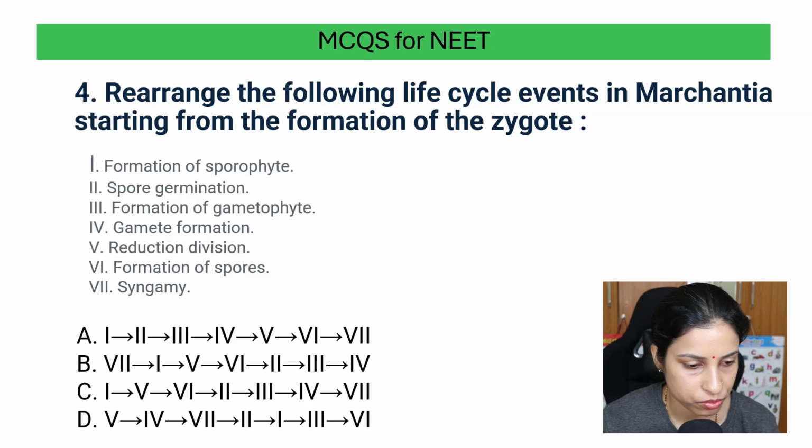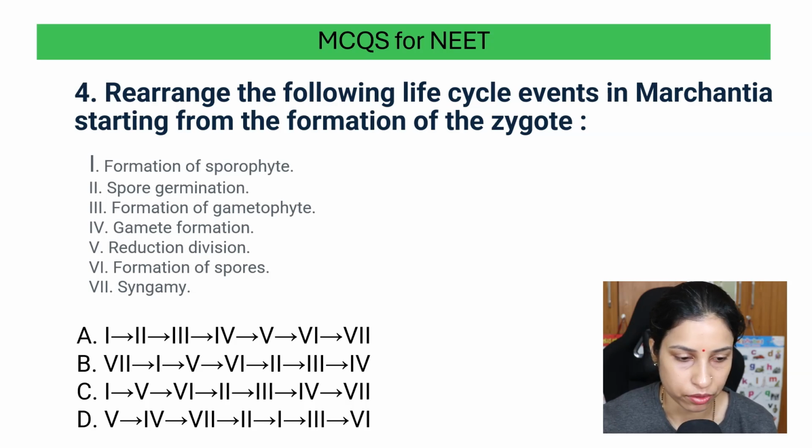Let's see. The first statement in option B is gamete formation. You just read the question again. Here the life cycle is starting from the zygote. After zygote, there is no gamete formation. Before zygote formation only gametes are formed, and gametes are united and then they become a zygote, right? So option B is wrong. Then let's move to option C.